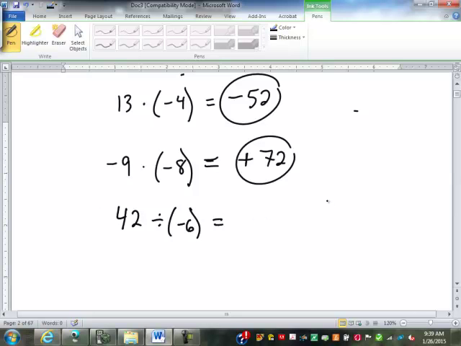42 divided by negative 6? Negative 7. Good. Well, you know it's a positive divided by a negative, so one of each again means the answer is negative. So it's just like multiplication. Yes, and 42 divided by 6 is 7. So the same here. A negative divided by a positive, so the answer will be negative. And 36 divided by 4 is 9.